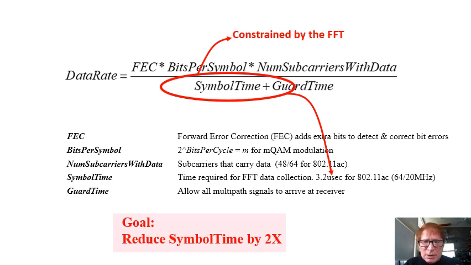The symbol time in the denominator is explicitly related to the subcarrier separation and cannot be adjusted because of the FFT algorithm. And we're going to say a lot more about this later. Finally, the guard time is added to the symbol time in order to allow delayed portions of multipath signals to be received at the receiver. For 802.11, this guard time can be as much as 20% of the symbol time. That further reduces the data rate. And again, we'll say more about this later in the presentation.